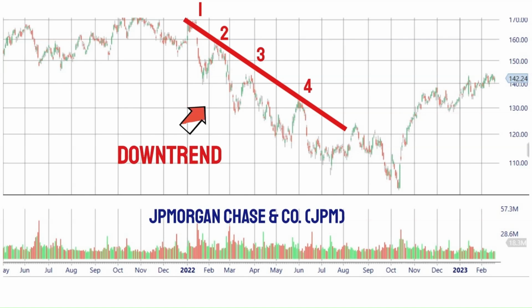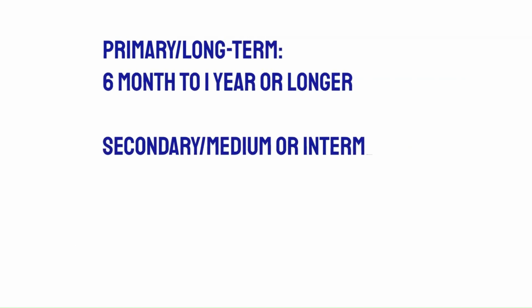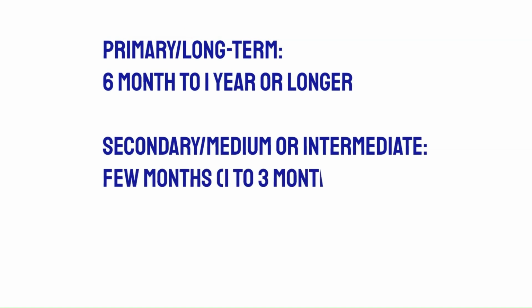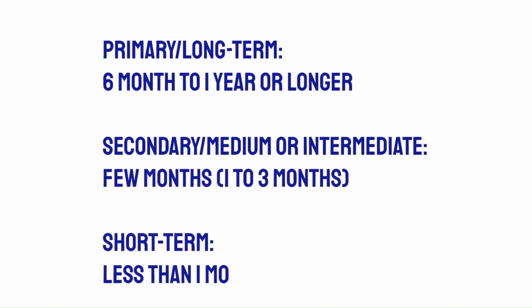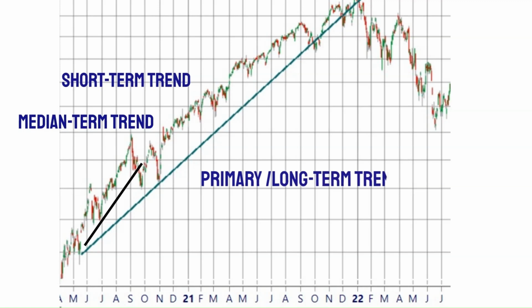There are different time frames for trends: primary, or long-term, that is 6 months to 1 year or longer; secondary, medium or intermediate trend, a few months, maybe 1 to 3 months; and short-term, which is less than 1 month. A short-term trend can be part of a medium-term trend, and a medium-term trend can be part of a long-term trend. Trends can be nested inside each other. A shorter trend can be in the opposite direction of a longer trend.